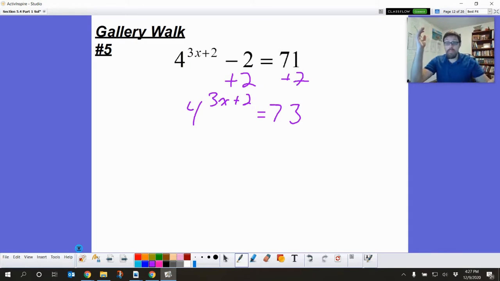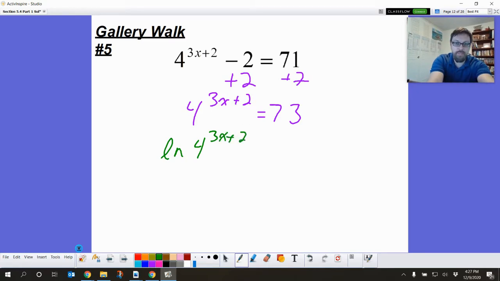And ooh, maybe that might have changed it. Okay, so 73 is still an odd number, so I won't be able to get it to be some power of 4. I'm not going to be able to get those bases to match. We are stuck. We have to take the ln of both sides. So now I have the ln of 4 to the 3x plus 2 equals the ln of 73.